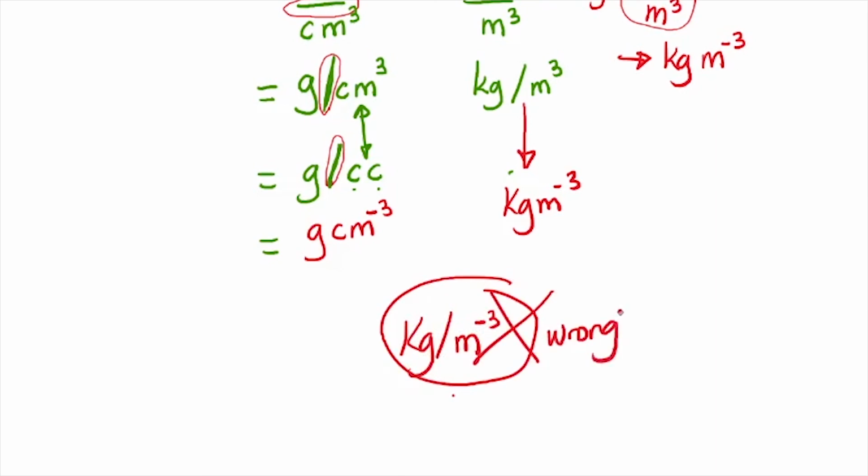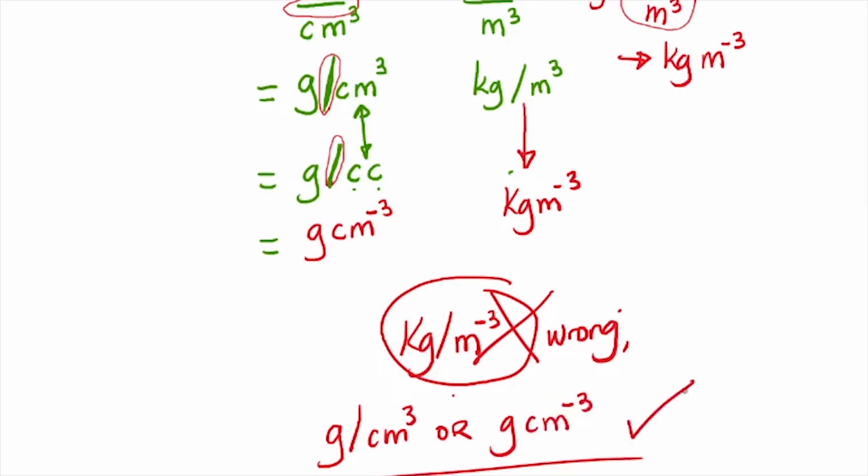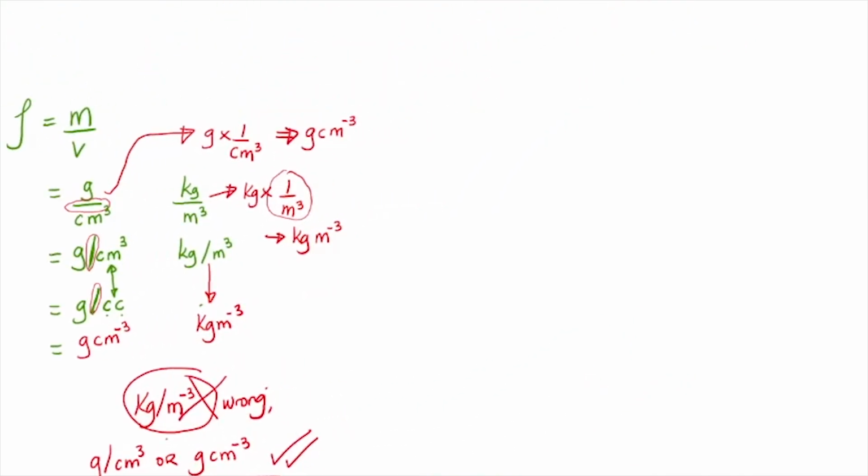The right way to write these units is either you say grams per centimeters cubed, or grams centimeters to the power -3. This is the right way to present them. So that's just a quick note about the units for density.